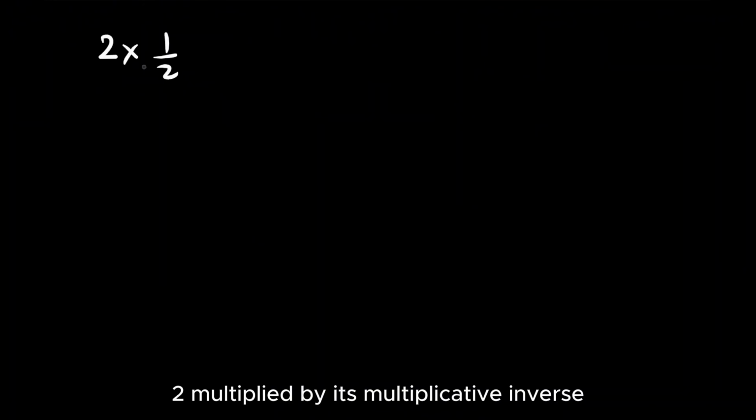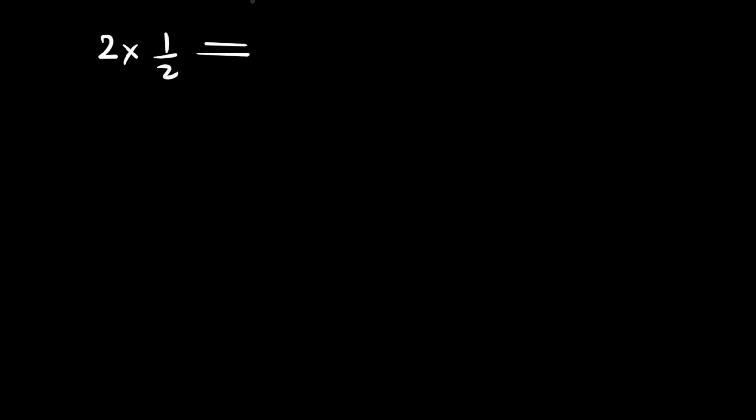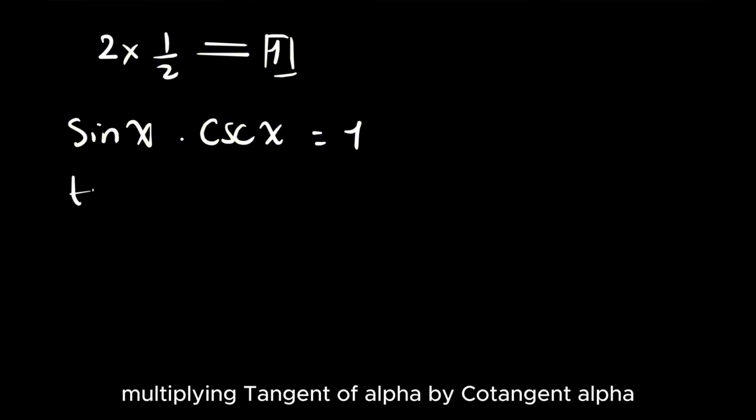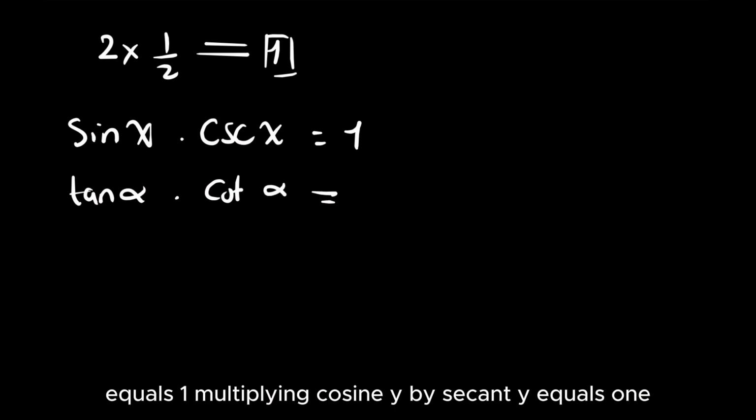And as you know in basic math, multiplying a number by its multiplicative inverse equals 1. For instance, 2 multiplied by its multiplicative inverse, which is half, equals 1. Same concept is applied here in the ratios. Multiplying sine x by cosecant x equals 1, multiplying tangent of alpha by cotangent of alpha equals 1, multiplying cosine y by secant y equals 1.